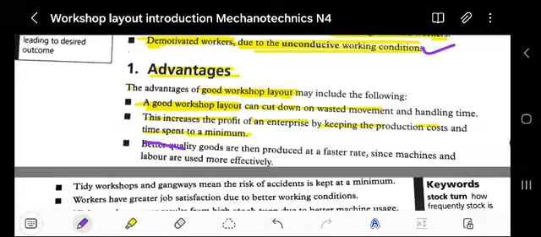Better quality of goods, produced at a fast rate. You've hired your manufacturer engineers here. Everything is good. Your goods are better. But remember, you have proper planning.